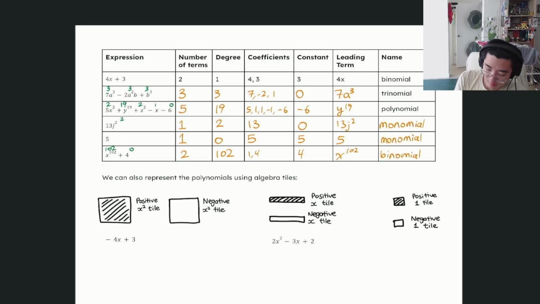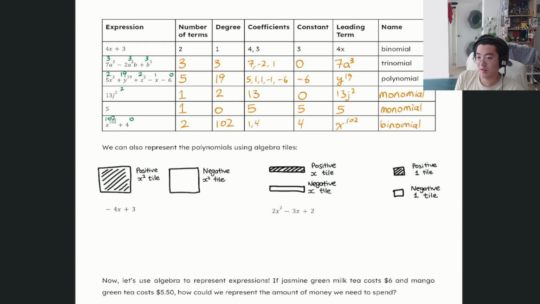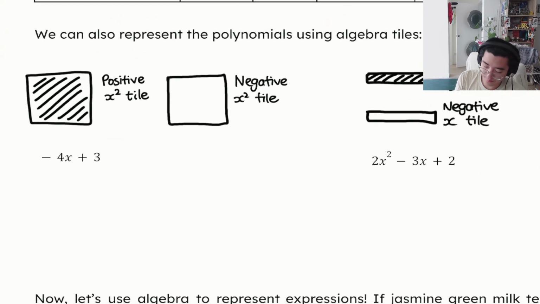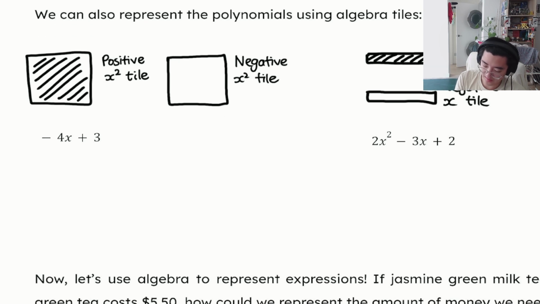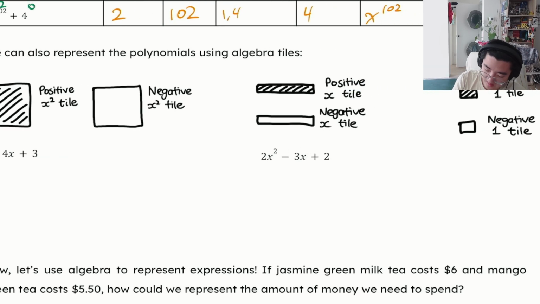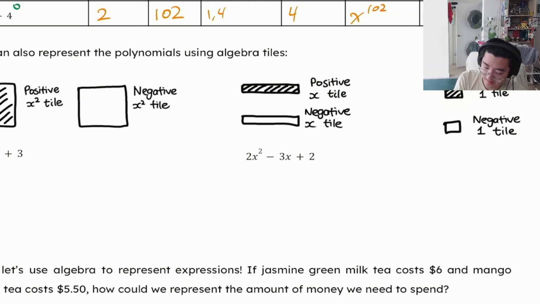Okay, and of course we can visualize this with algebra tiles as well. A big shaded in tile is positive, a blank tile is negative. The big ones are more specifically x squared, or a variable squared. One that's rectangle long and skinny is just x by itself, no square. If it's just a small square, it's a constant tile of the one tile.